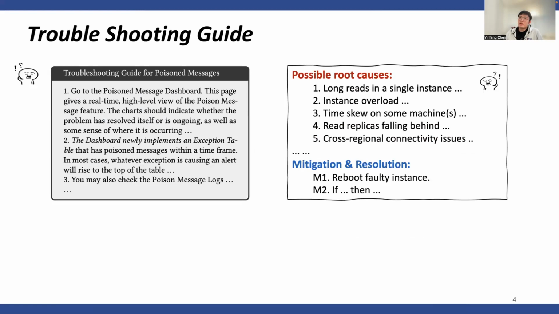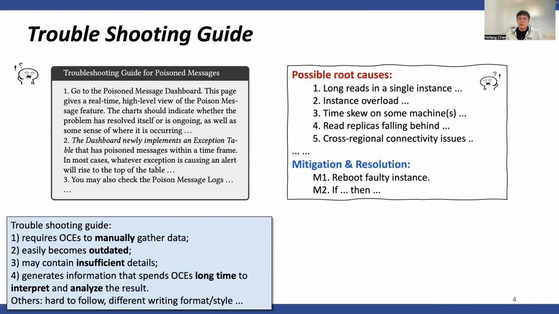There is another helper named the troubleshooting guide. Basically, a troubleshooting guide is a document that the on-call engineers can read or follow during the debugging or mitigation of incidents. The engineers follow this guide step by step to see how to solve and mitigate the incidents.